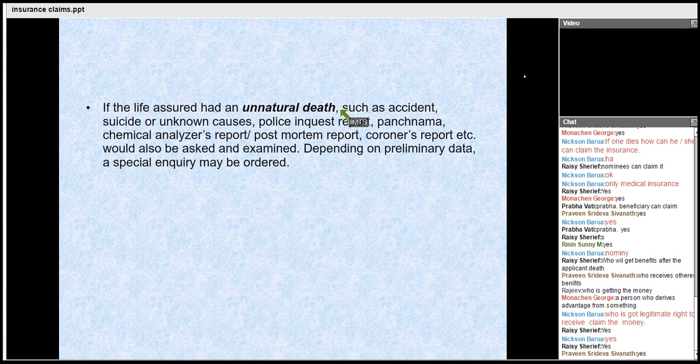Then only one will get it. They won't claim it. Beneficiaries will claim it. So see, if the person has died, if I'm taking a policy, I will have a second nominee in that, right? If I am dying, he or she will get a panchnama or something, and they will go for a special inquiry, and then only the beneficiary can get the benefit.